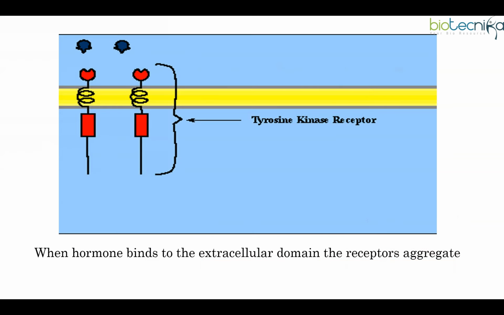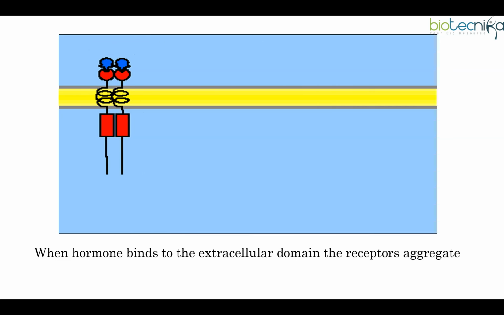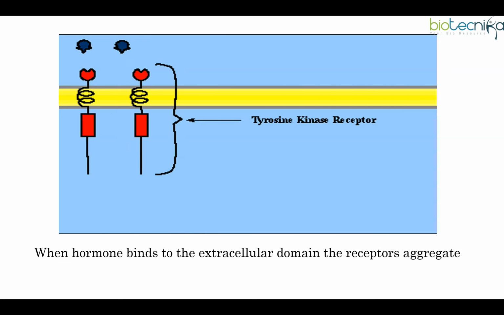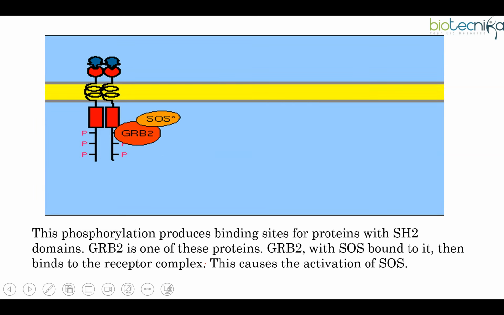Okay, so here is an animation. When the hormone binds to the extracellular domain, the receptors will aggregate together. So this is the growth factor. When it binds to the receptor tyrosine kinase, they are going to dimerize. Not only dimerize, but they will also phosphorylate each other. When the receptors aggregate, the tyrosine kinase domain phosphorylates the C-terminal tyrosine residues. This phosphorylation produces binding sites for proteins with SH2 domains.